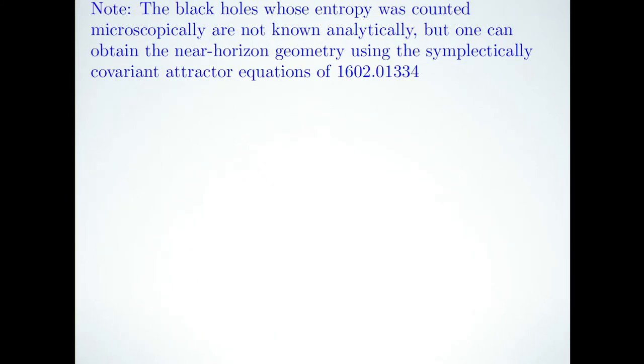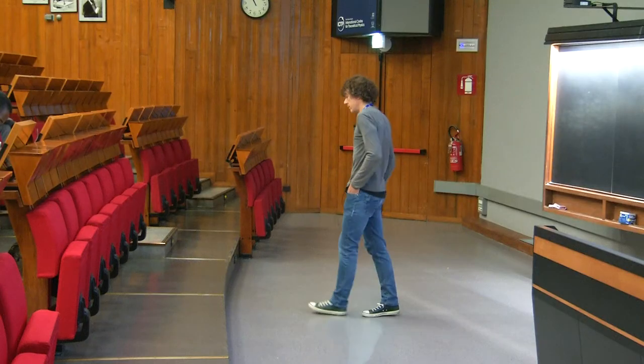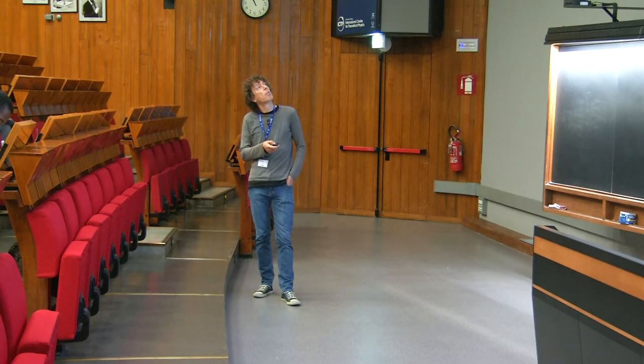And, well, the black holes whose entropy was counted microscopically in the papers that I showed you are not known analytically, but one can obtain the near-horizon geometry using the symplectically covariant attractor equations of this paper here. So what is known is only the near-horizon geometry, but this is sufficient. And for the theory with hypermultiplets turned on, there are known numerical solutions, for instance, here by Halmagyi, Petrini, and Zaffaroni, who obtained a numerical solution.